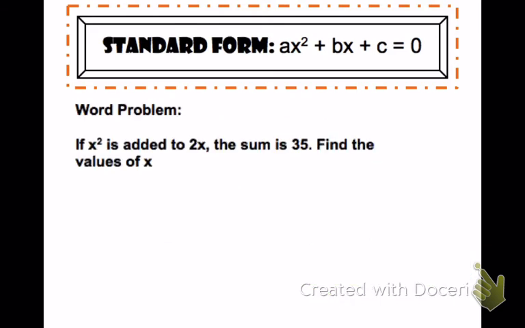So here we have a word problem where we have to write out our own quadratic. So it says if x squared is added to, so again, we're going to be using a plus sign, 2x. So I'm going to start writing that out. So if x squared is added to 2x, the sum is, again, the word "is" means the final answer is equal to 35. So this is my quadratic I'm going to be using for this one. I'm going to write it a little neater right now. So again, I'm going to set that up.